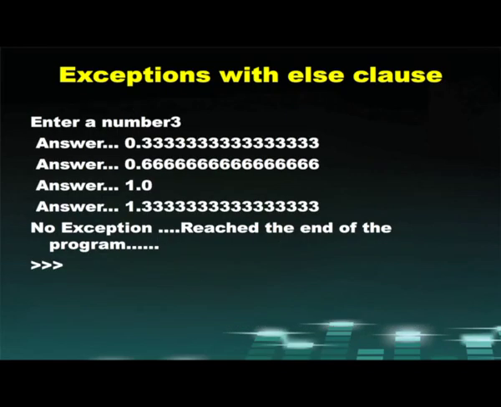Try running the program and see the output that you are getting. A single try statement can have multiple except statements. This is useful when the try block contains statements that may throw different types of exceptions. You can also provide a generic except class which handles any exception.